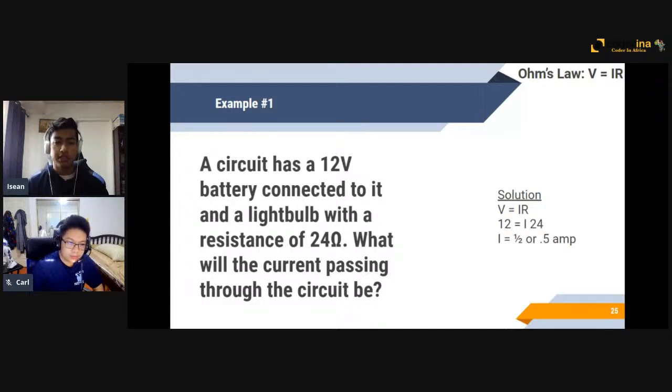So the problem says, a circuit has a 12-volt battery connected to it, and a light bulb with a resistance of 24 ohms. That symbol means resistance, remember. What will the current passing through the circuit be? On the right, you can see the solution. You plug in 12 volts and 24 ohms into the equation, you isolate current, and then you get 0.5 amps. And see, it's pretty easy.